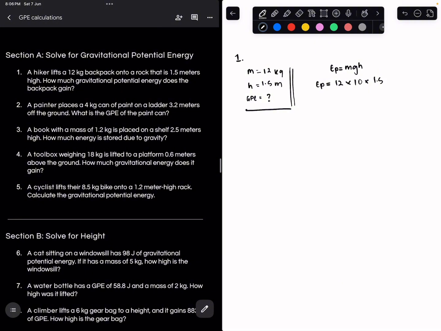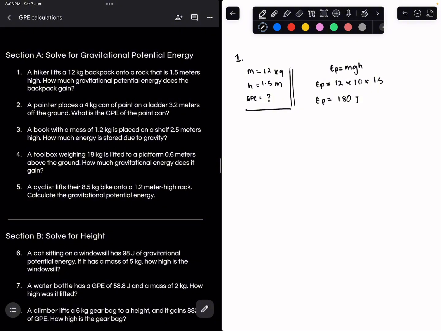Okay? So the last step is to solve. So get your calculator out and type in the following: 12 times 10 times 1.5. And what you should get is 180. Don't forget units. Energy is measured in joules, and that is the final answer.